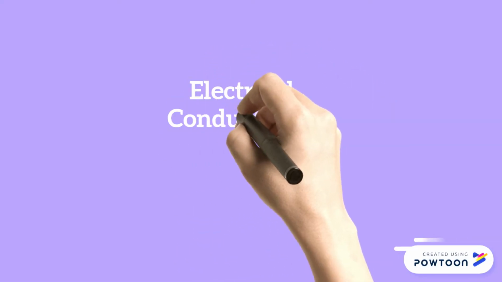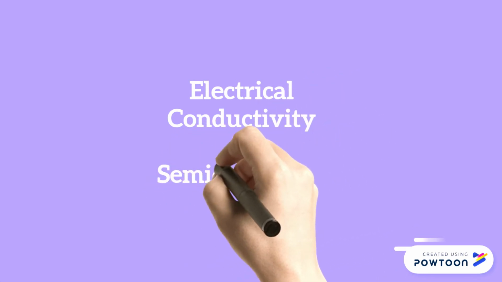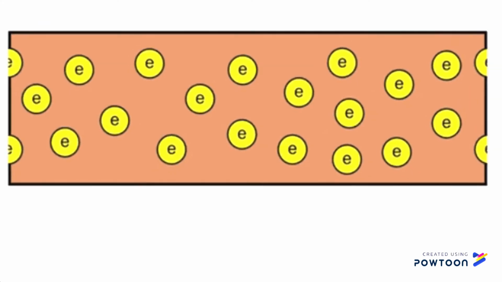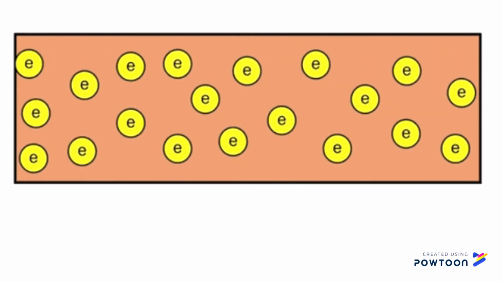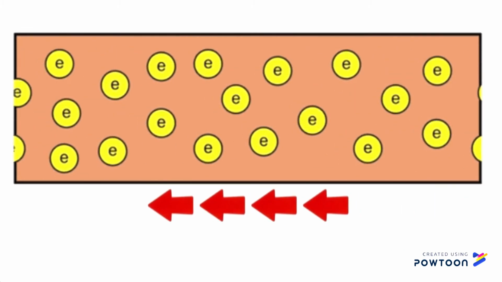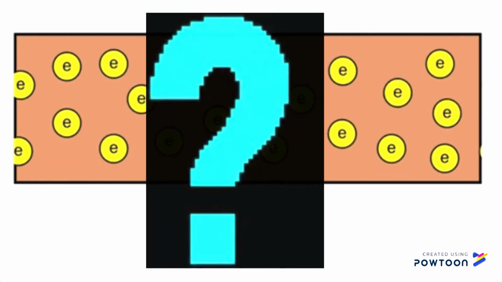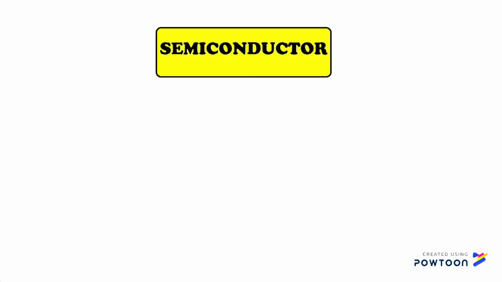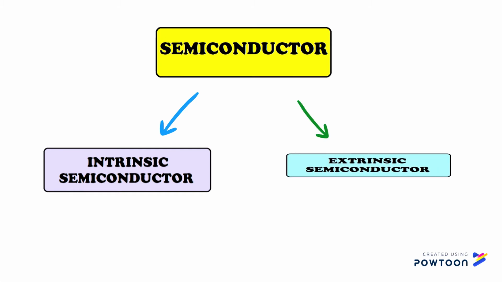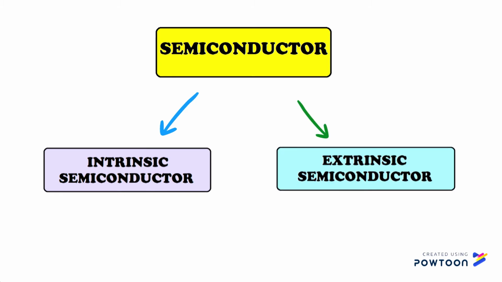Hi, in this video we are going to talk about electrical conductivity in a semiconductor material. We know the electron flows in the opposite direction of the current when an electric field is applied, but we don't know how the mechanism actually works. Semiconductors are divided into two categories, intrinsic and extrinsic. An intrinsic semiconductor has no impurity, while an extrinsic semiconductor is the opposite.